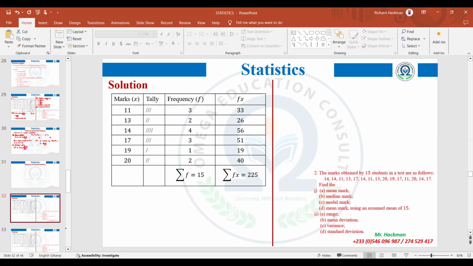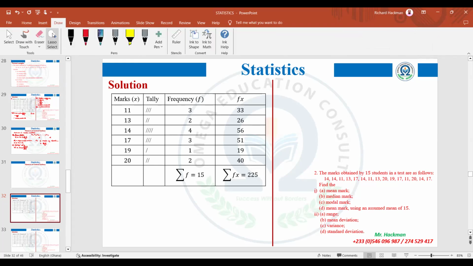So D. Let me see if I can change my marker to red. Okay, so D. What are we looking for? We've been given an assumed mean, so you extract the given: assumed mean, A, to be equal to 15. That's what you've been given. That's your assumed mean.